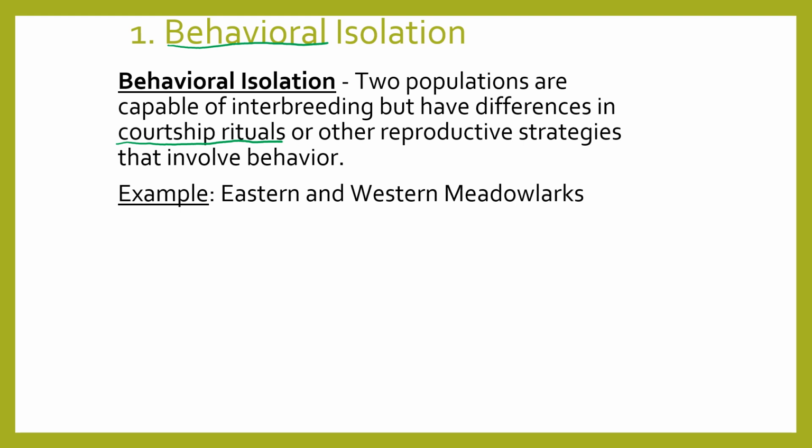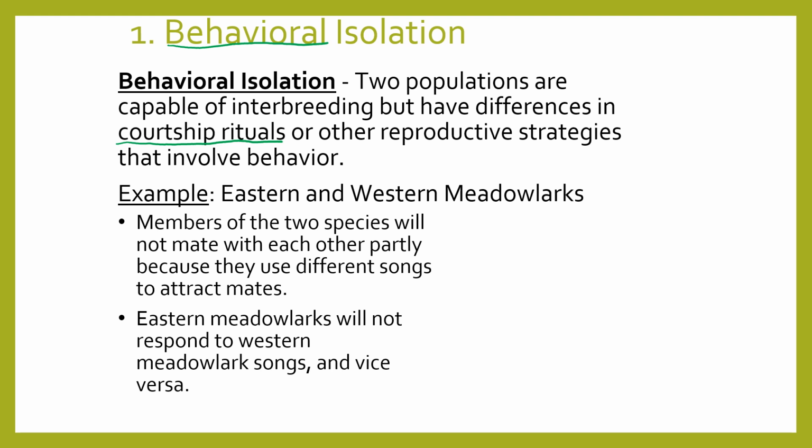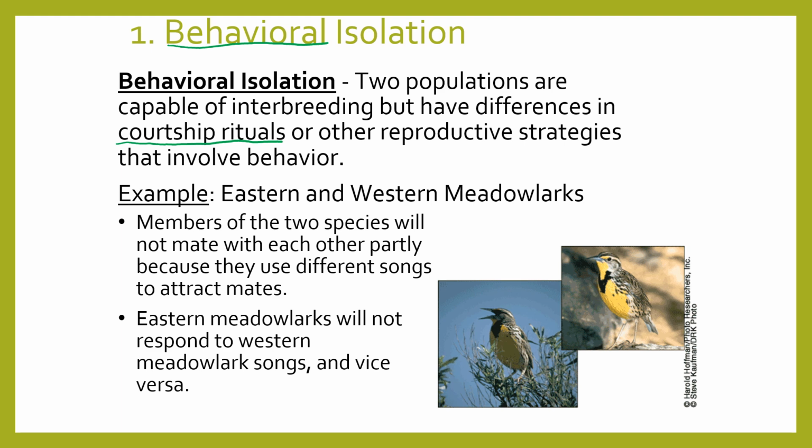So the example would be the eastern and western meadowlarks. Members of the two species will not mate with each other because they have different songs to attract their mates. The eastern meadowlarks will not respond to the western meadowlark songs, and vice versa. So here are these birds here. They can breed with each other, but since their songs are different, they don't.